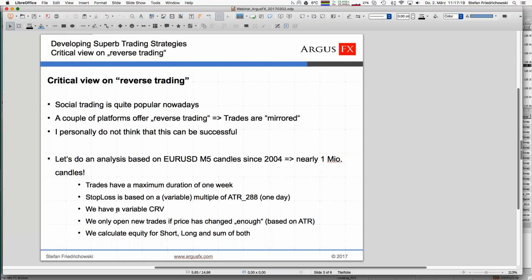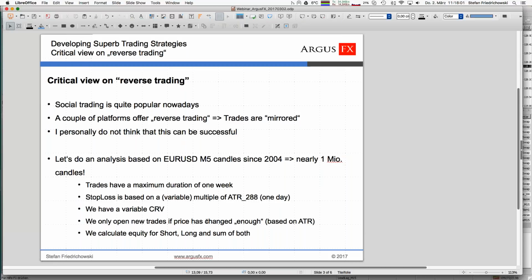What else we have is a variable CRV, or in English it's better called risk-reward ratio, so the multiple between take profit and stop loss. I mentioned in principle we could open one trade every 5 minutes, since then the number would be 1 million trades for that period of time. I reduce that a little bit by a simple rule, and that simple rule is based on the price itself and on the ATR.